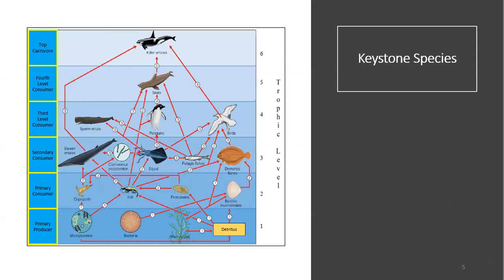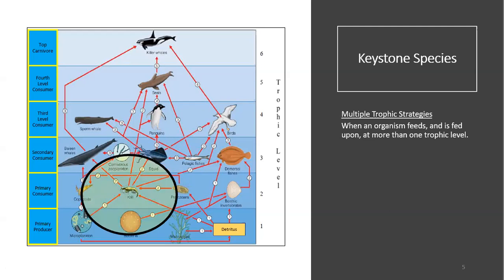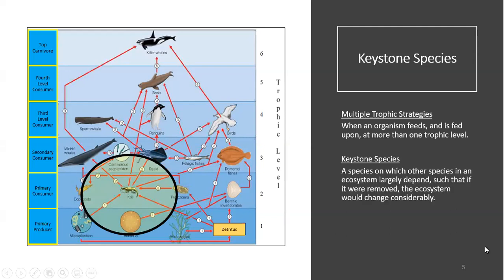Keystone species. Krill is an organism which performs multiple trophic strategies, meaning krill feeds and is fed upon at more than one trophic level. Additionally, krill is an integral part of the food web. Hence, krill is what's known as a keystone species. A keystone species is a species on which other organisms within an ecosystem largely depend, such that if it were removed, the ecosystem would change significantly.